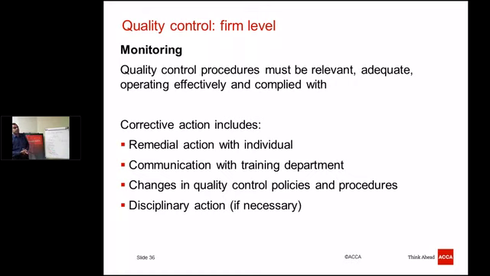Now, corrective action could include remedial action with the individual. So, for example, if it's one individual who's involved in, let's say, quality not being at the right level, or communicating with the training department to perhaps provide the right types of training experiences to this individual or group of individuals. Changes in quality control policies and procedures may be required, and disciplinary action if necessary. And this would include reprimanding them, penalizing them, or reporting them to the authorities, depending on the severity of the action that has been done.